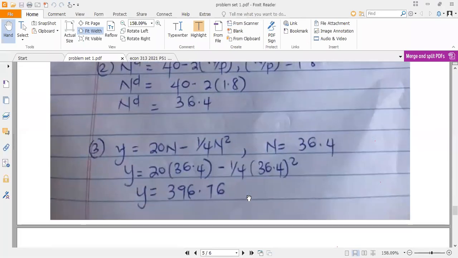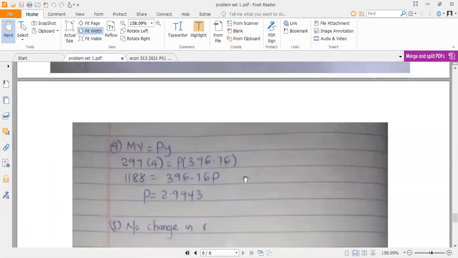If you want to find your new Y, you go to the production function and put in your new N. The production function was 20 times N minus 1 over 4 times N squared. So put N equal to 36.4 there. Do that and hopefully you get something like this. So the reduction in the marginal tax rate has caused an increase in the output level. That is your new Y.